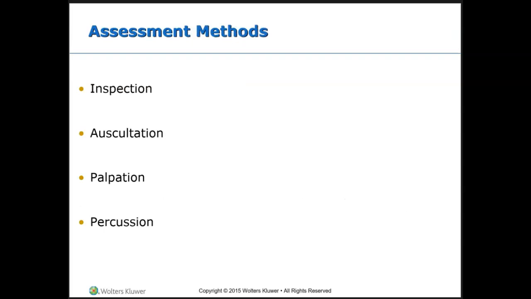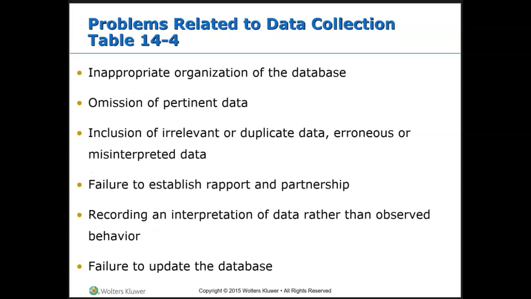So assessment methods, we have inspection. This is the process of performing deliberate, purposeful observations in a very systematic way, right? Auscultation is the act of listening with a stethoscope to sounds produced within the body. Palpation is the use of the sense of touch to assess skin temperature, turgor, texture, moisture, vibrations, all of that, right? Within the body. And then percussion is the act of striking one object against another to produce sound. So we will percuss the abdomen many times. And again, we're going to practice that in lab and clinicals and class.